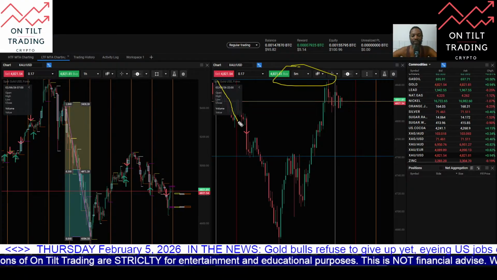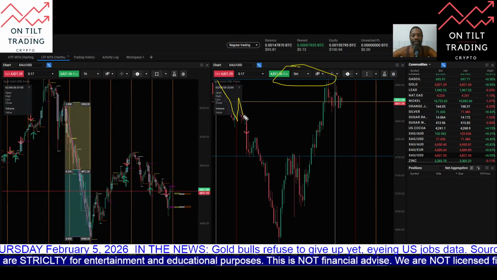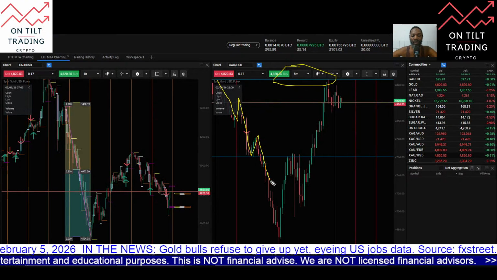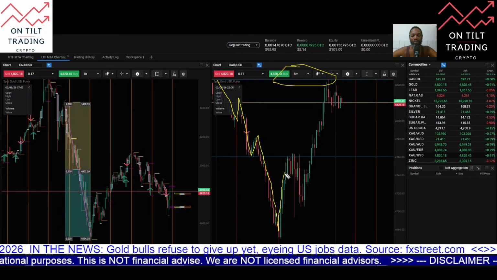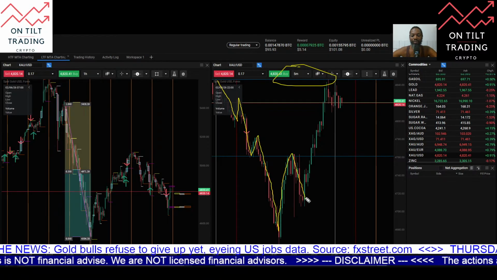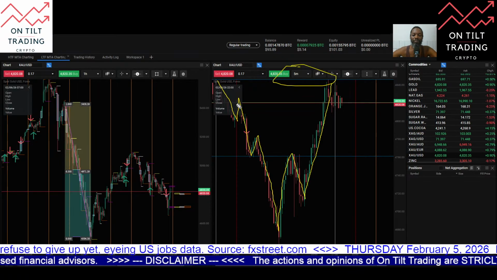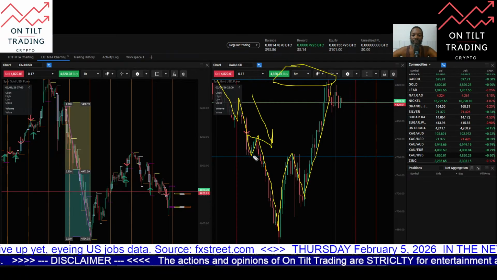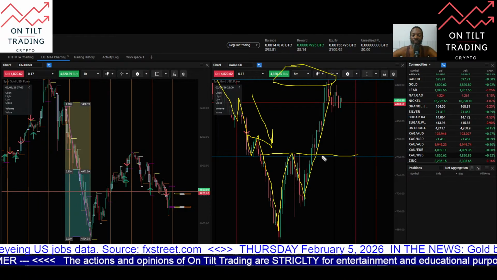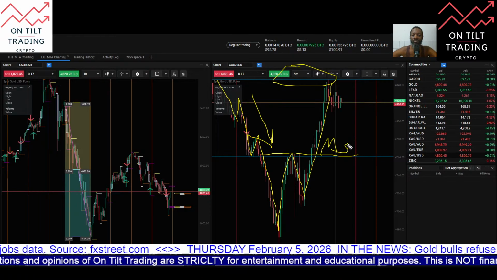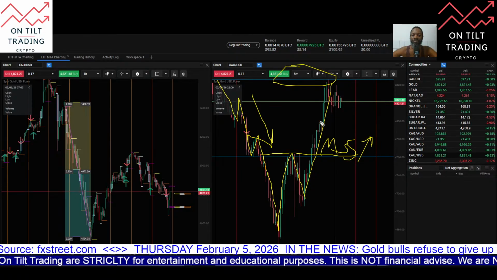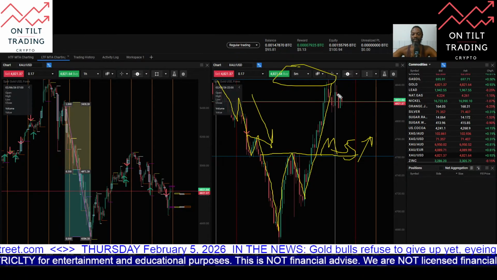Then here on the 5-minute chart you can see sell side delivery: lower high, lower low, lower high, lower low, lower high, higher low, higher high. So you can see price delivering to the sell side and then getting a market structure shift to the buy side, and now price trading to the buy side.